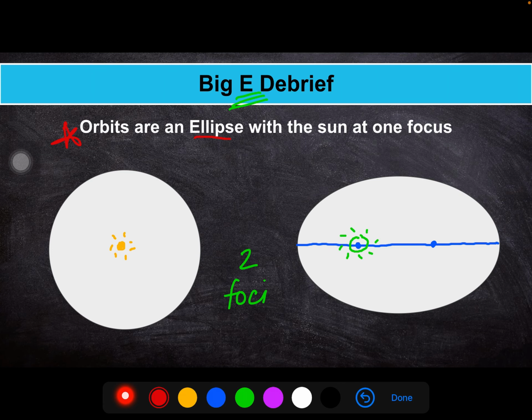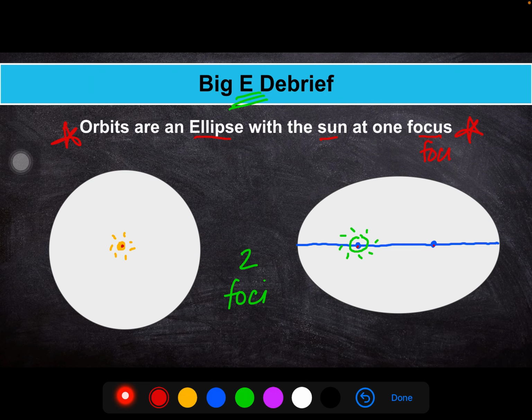So if you haven't written or drawn anything yet, a good thing to start with would be this. Orbits are an ellipse, and we end up with the sun at one focus point, or one foci. Remember, that's the word for more than one focus. Circle over here would have one focus. Ellipse has 2.